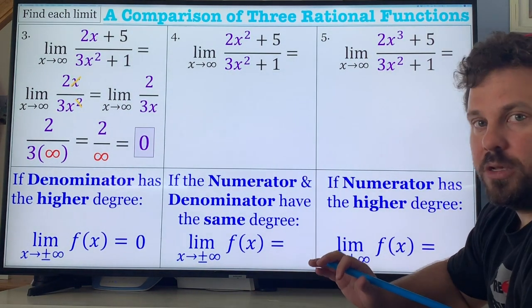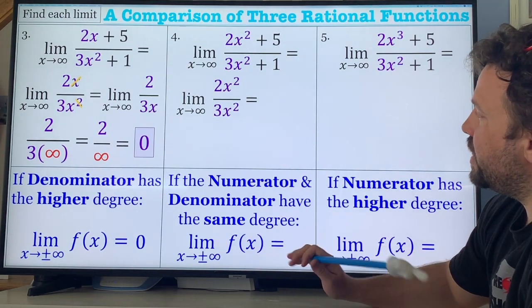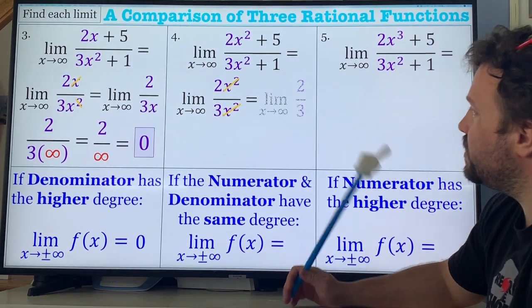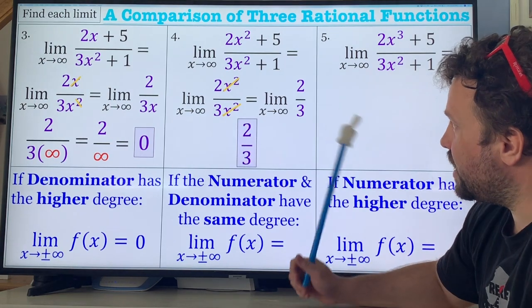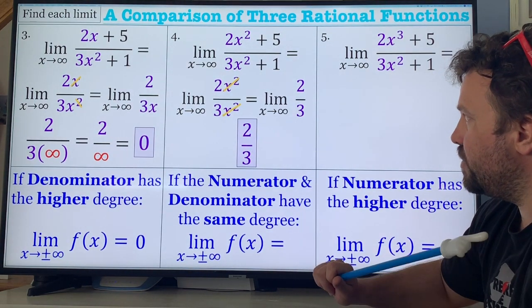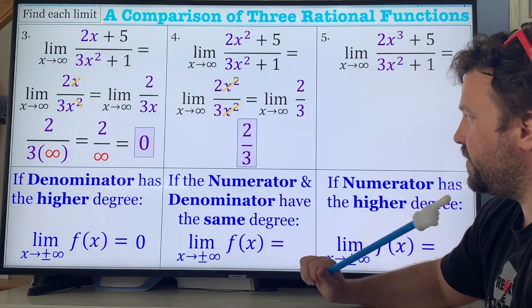Next one. You should have reduced this: 2x squared over 3x squared. Cancel out the x squared, just leaving you with 2/3. And what did we say before about the constant? It is just that number, okay? Because there's no x to plug the infinity into.